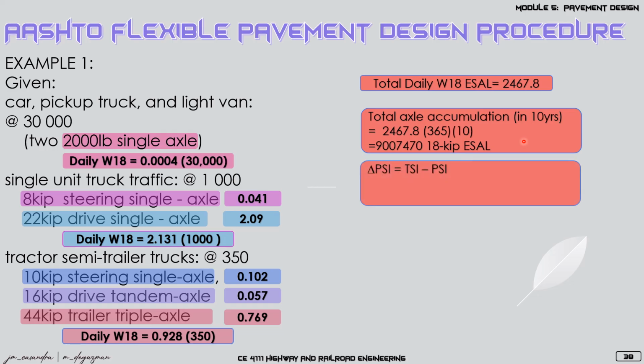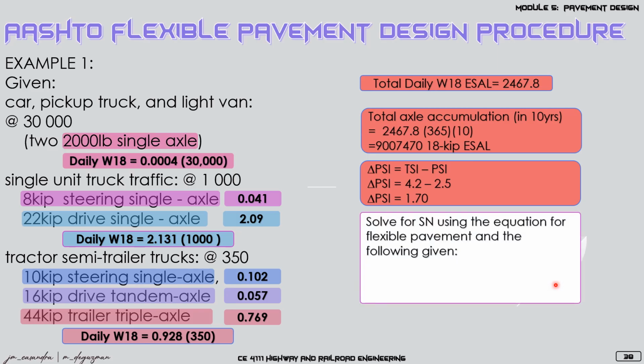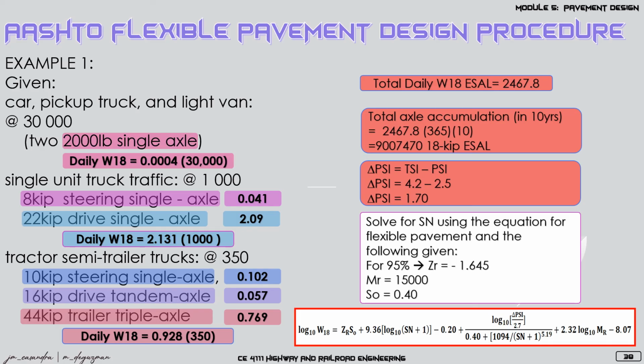With that, we have our delta PSI since we need it in our equation. That's just PSI initial minus PSI final, so 4.2 minus 2.5, which is equal to 1.7. Other givens for solving for SN using our equation: ZR for 95% is negative 1.645. Our MR, resilient modulus, is 15,000. And our overall standard deviation is 0.40.